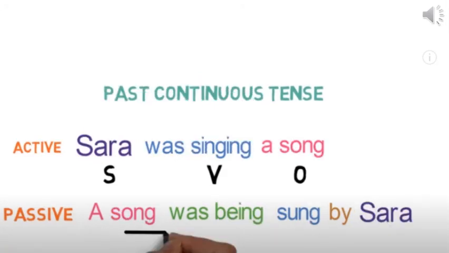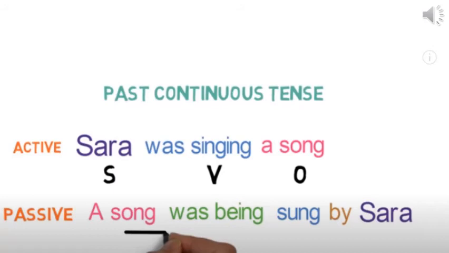Now let's see the example of past continuous tense. Here for the active sentence, we have Sarah was singing a song. Here to identify subject, verb and object, Sarah is doing the action, and what is the action being done? Was singing, and what is it acting upon? A song. So we have Sarah as subject, was singing as verb and a song as object.